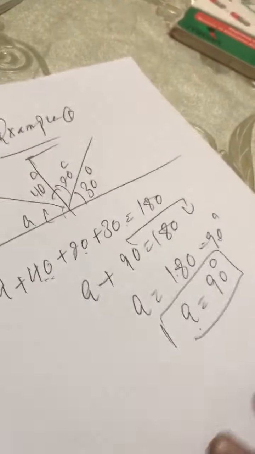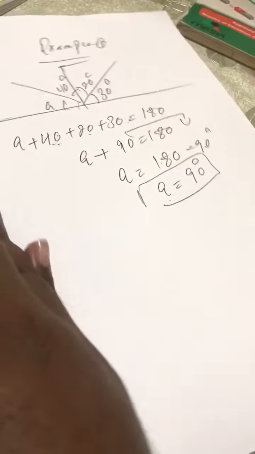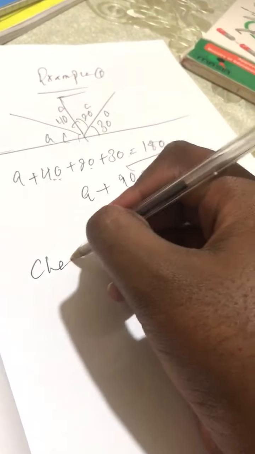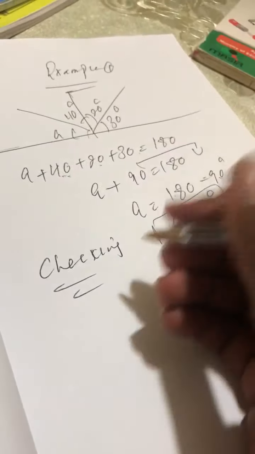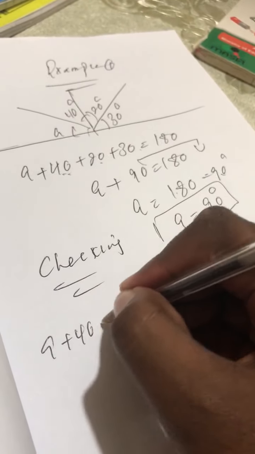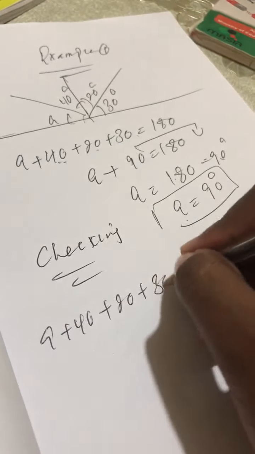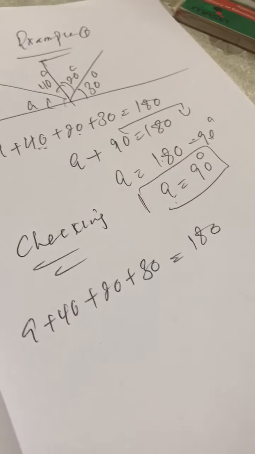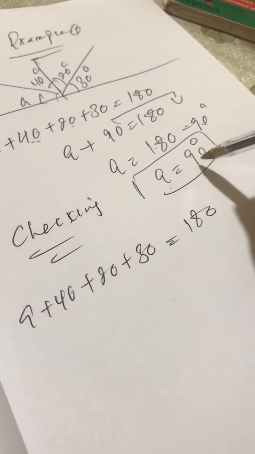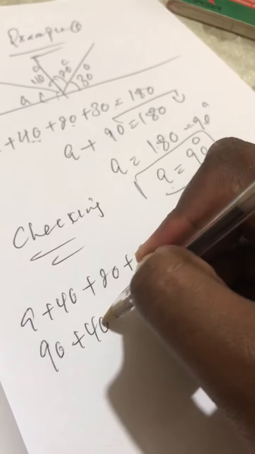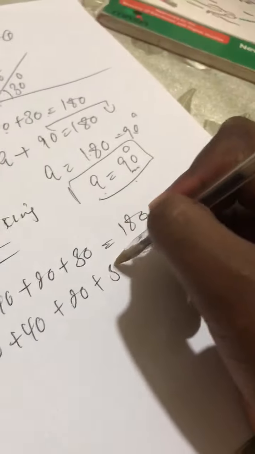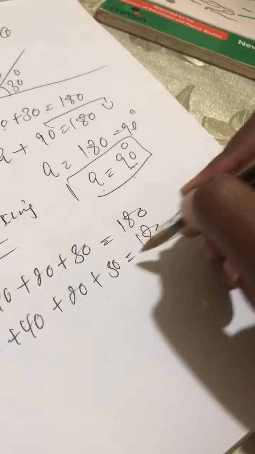So you can check your answer if it's correct or incorrect. When you're doing the checking, you add up together all the angles: A plus 40 degree plus 20 degree plus 30 degree. It must be equal to 180 degree. So substitute the place of A. What do you find for A? 90 degree. So 90 degree plus 40 plus 20 plus 30 must be equal to 180 degree.